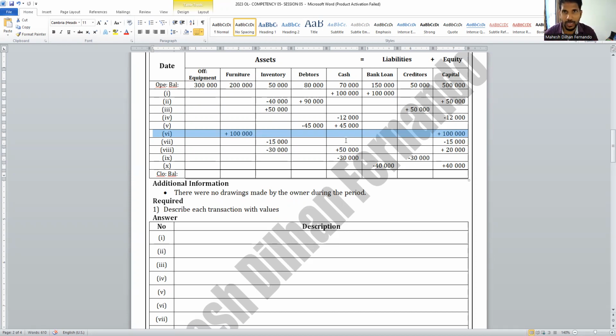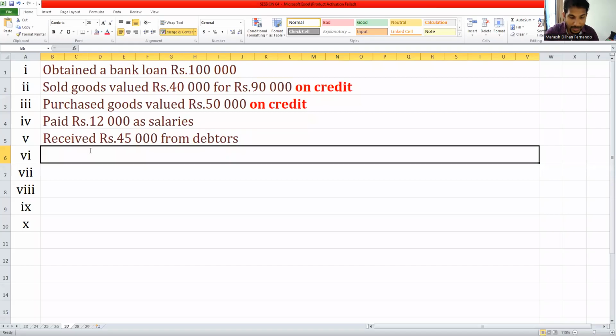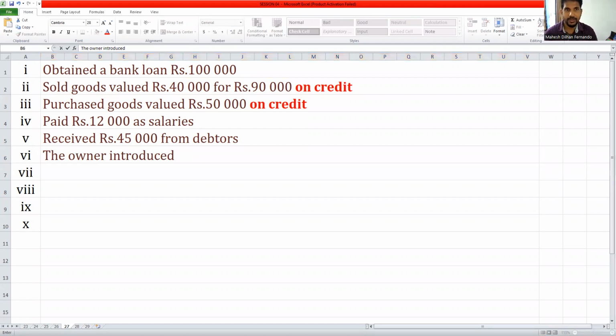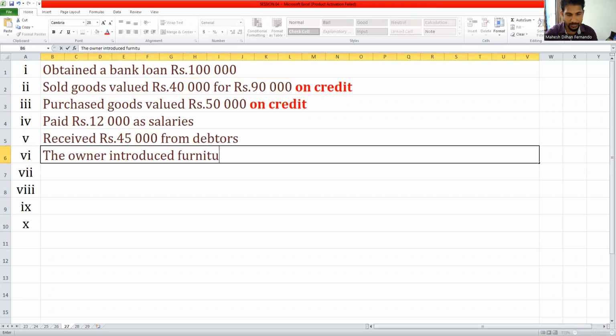Right? So this is how you write it. The owner introduced what? Furniture value rupees 100,000. The owner introduced furniture value 100,000.